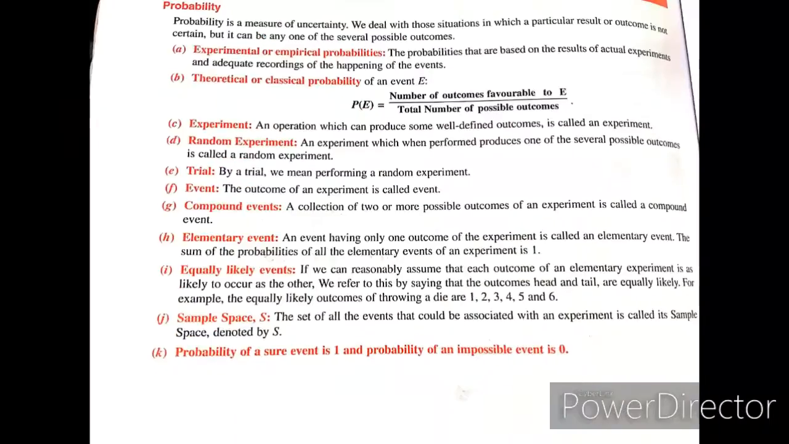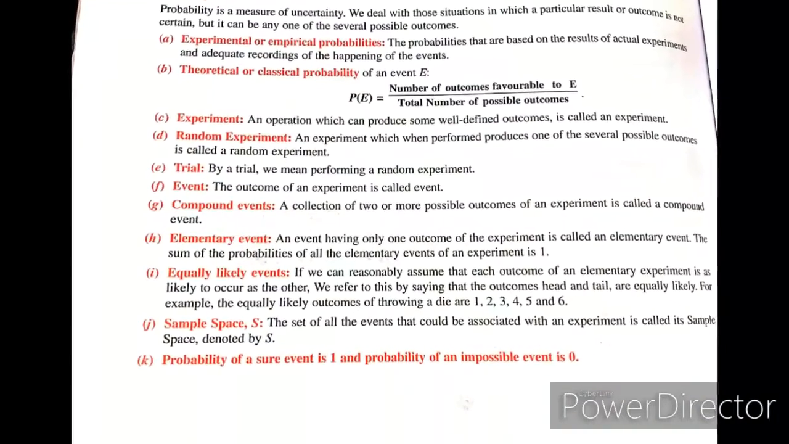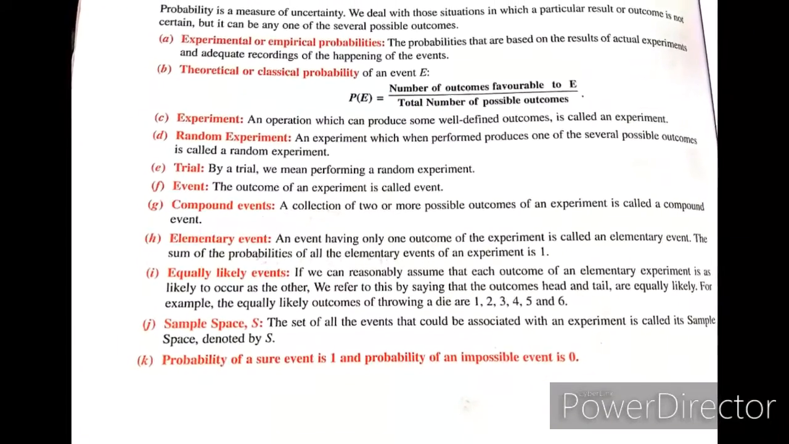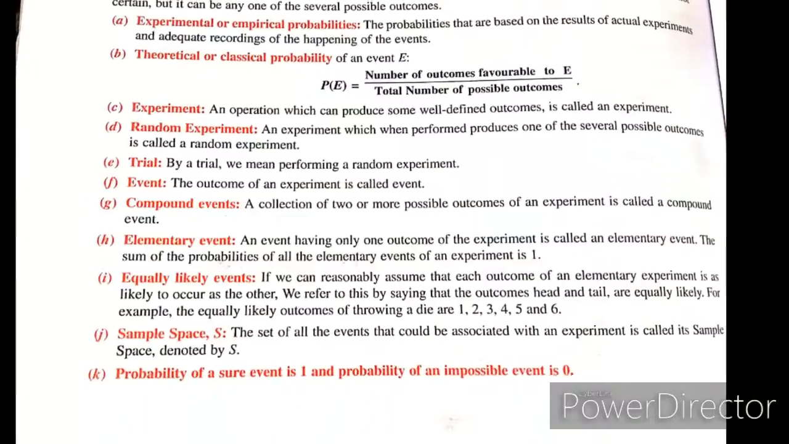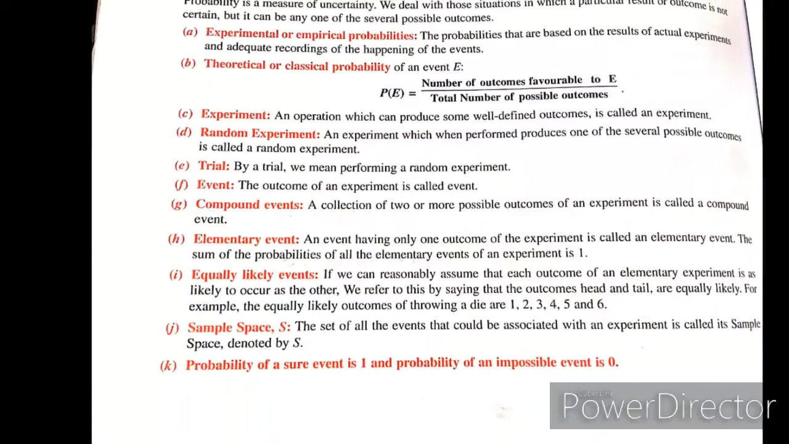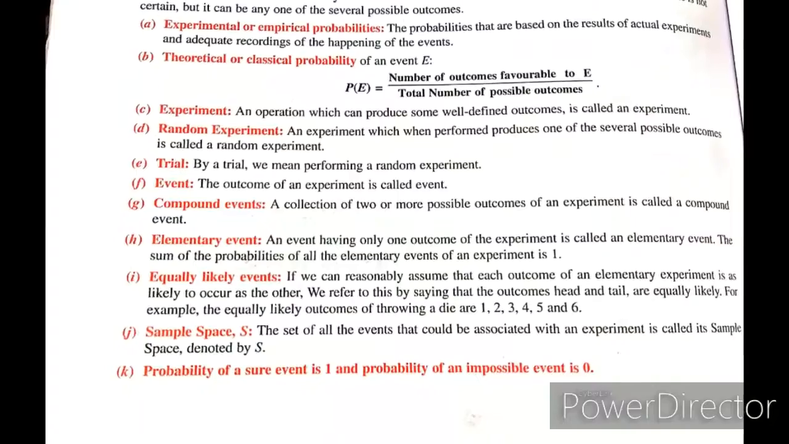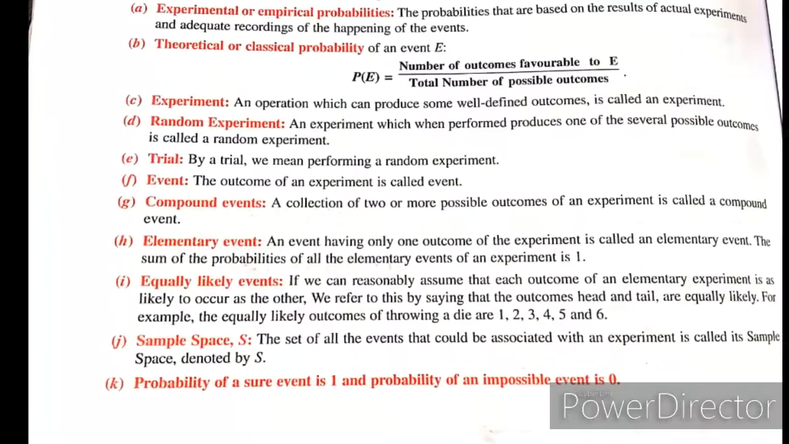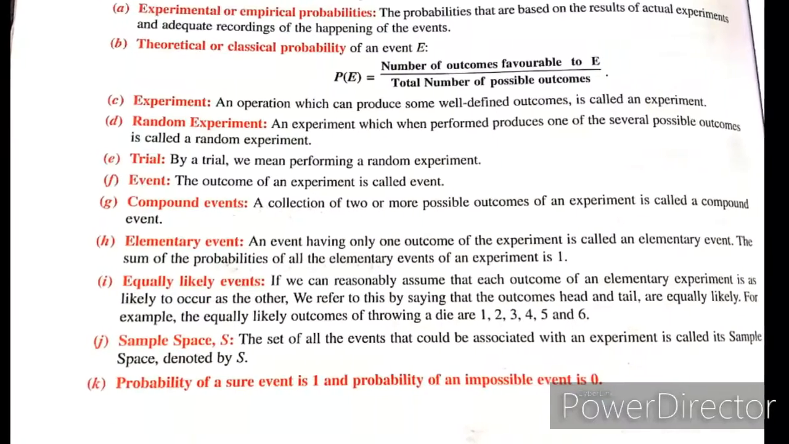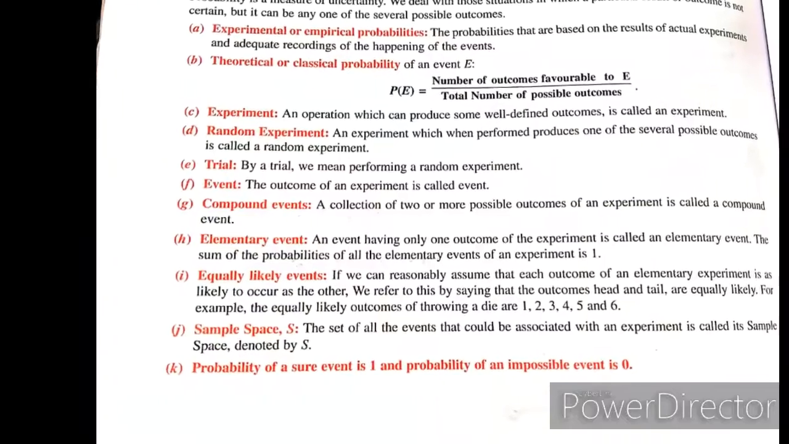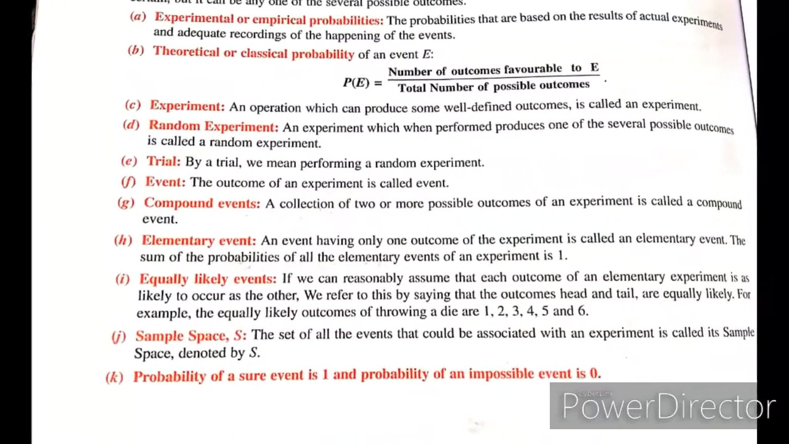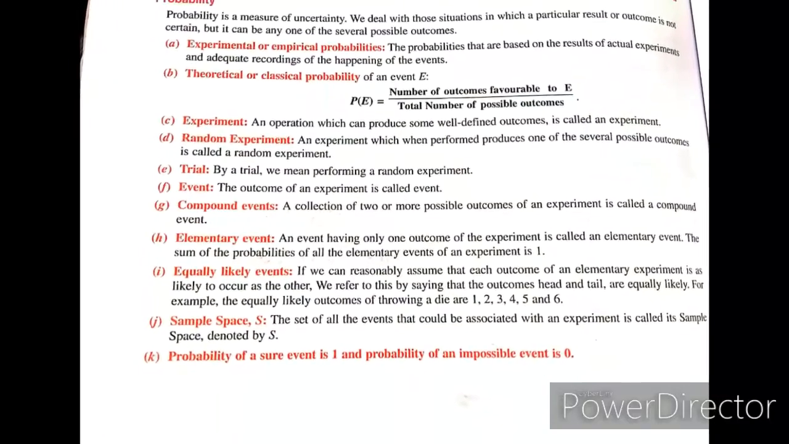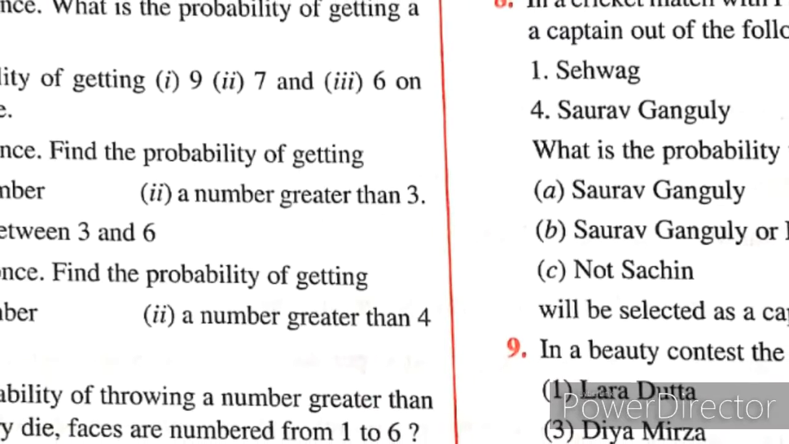And next one, sure event and impossible event. A sure event means an event whose probability is 1, and an event whose probability is 0 is called an impossible event. Here we shall see the problems based on these definitions. Let us see the problems based on probability.